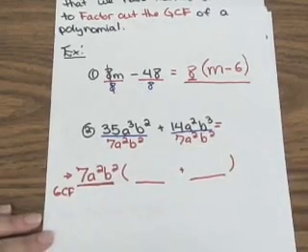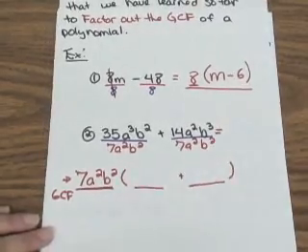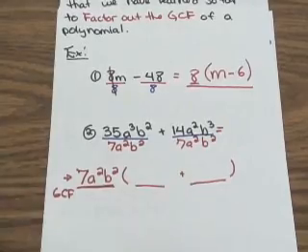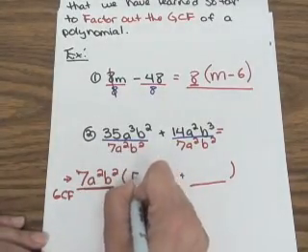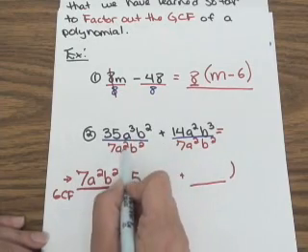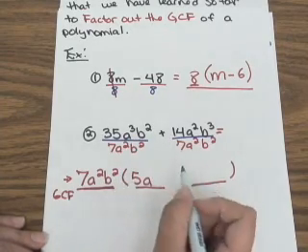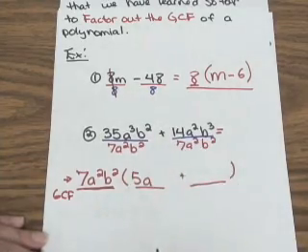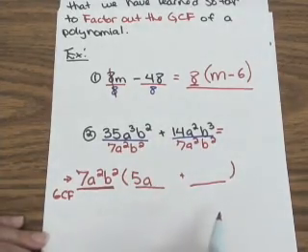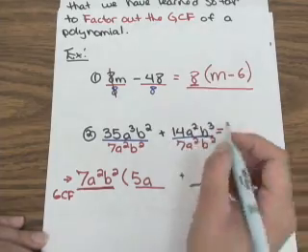A cubed divided by a squared is going to give me a, if you follow the laws of exponents, and b squared divided by b squared is just going to give me 1, so I don't need to write that. 14 divided by 7 is going to give me 2. A squared divided by a squared also is going to give me 1, and b cubed divided by b squared is going to give me b. I have factored this polynomial.